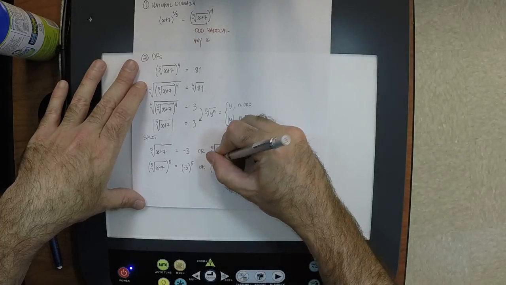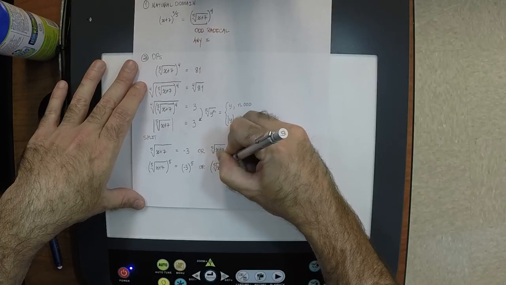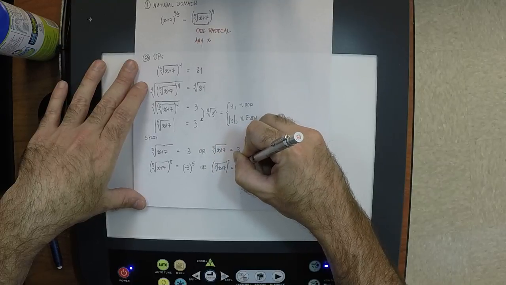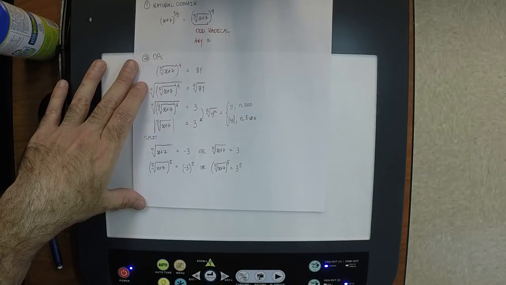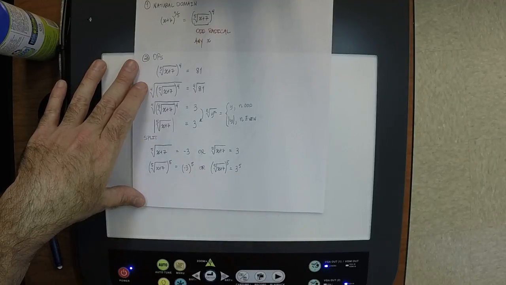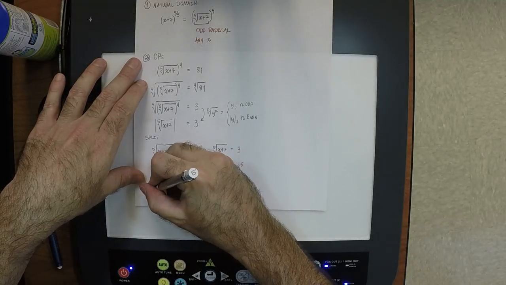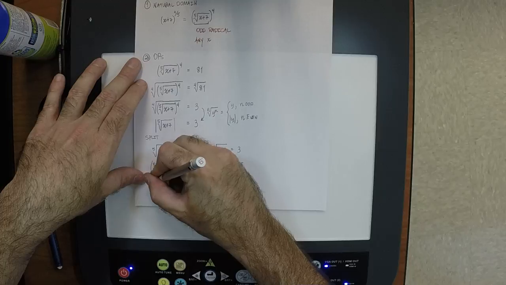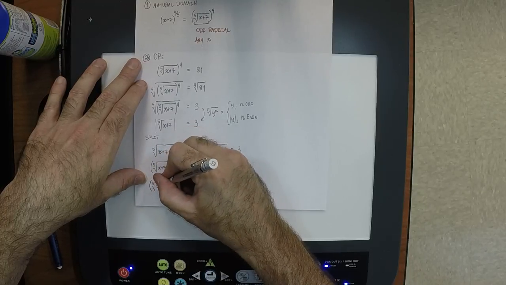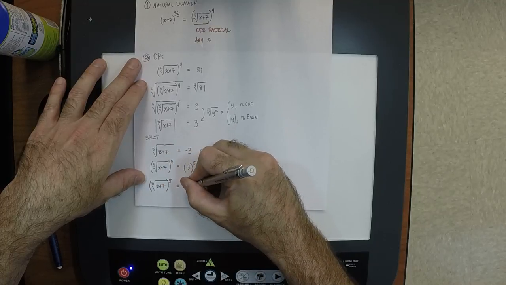Same story. So fifth root of x plus 7 to the 5 is 3 to the 5. Okay, so now 3 to the 5, that's 243. What's negative 3 to the 5? Negative 243. Okay, so then this would be fifth root of x plus 7 to the 5 is negative 243.